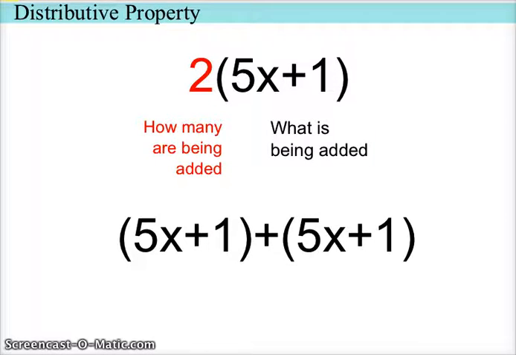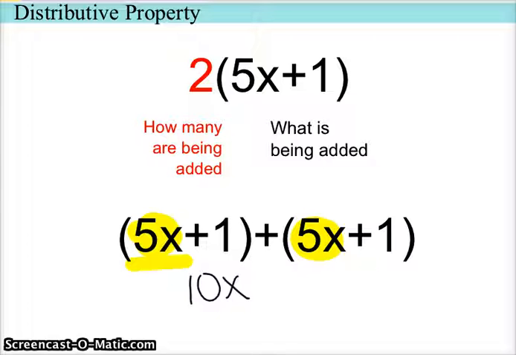Because now if we collect like terms, we have a 2x, a 2x, and a 2x. We can collect our variable terms into 6x. And we can collect our constant terms, a positive 1 here, a positive 1 here, and a positive 1 here, together into positive 3.